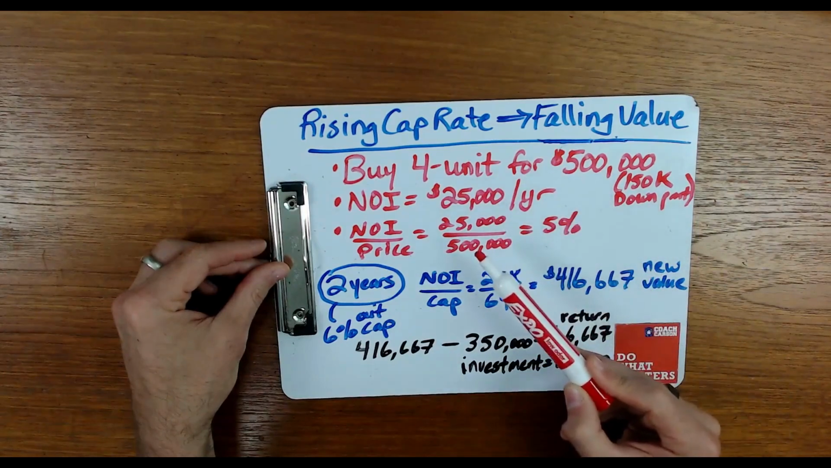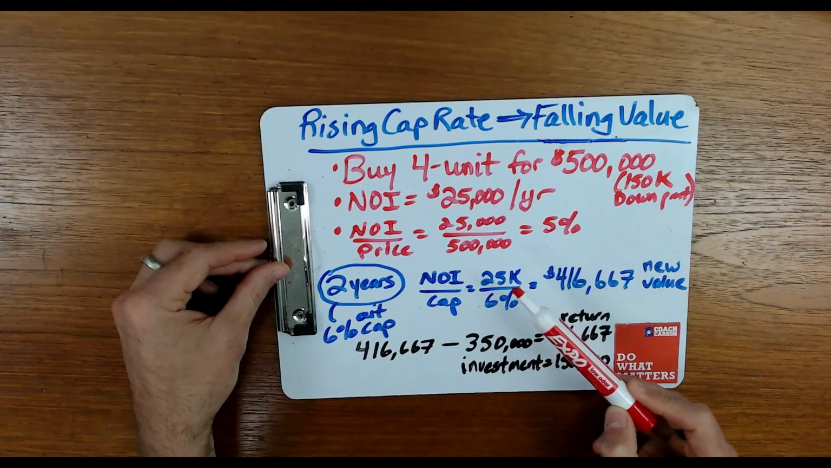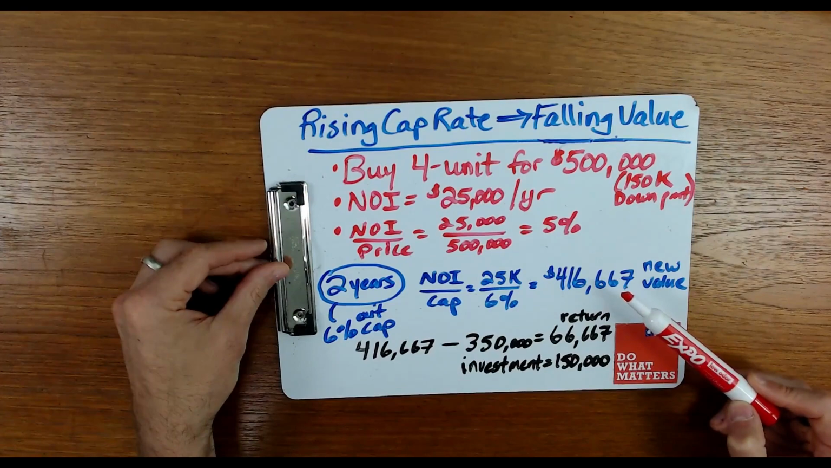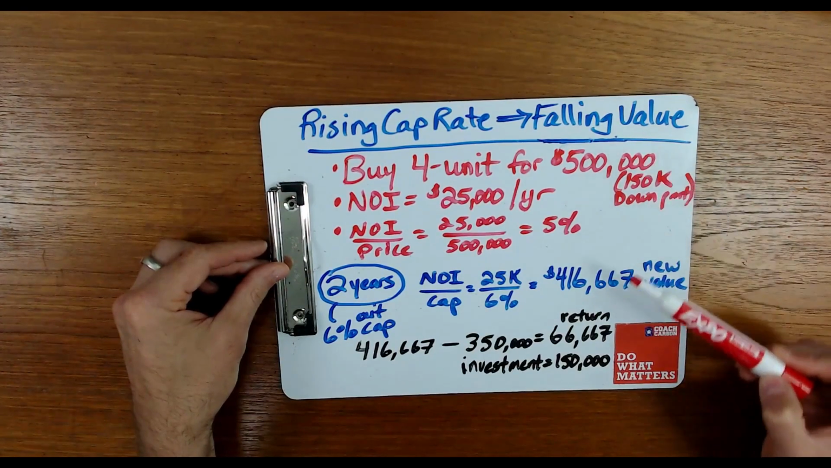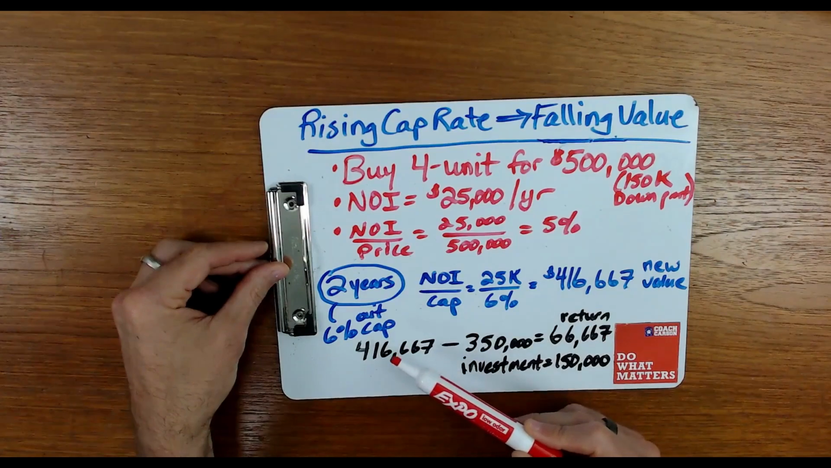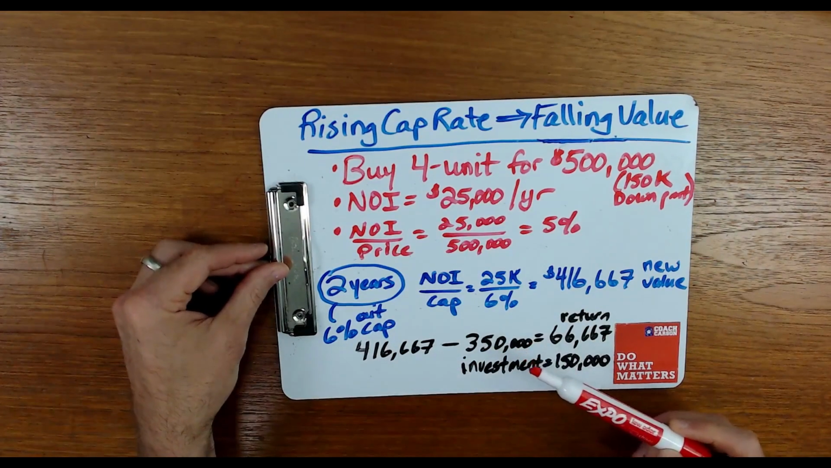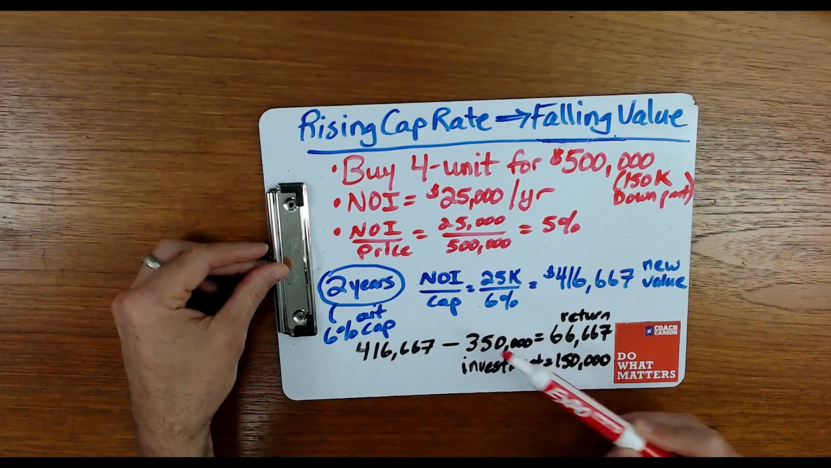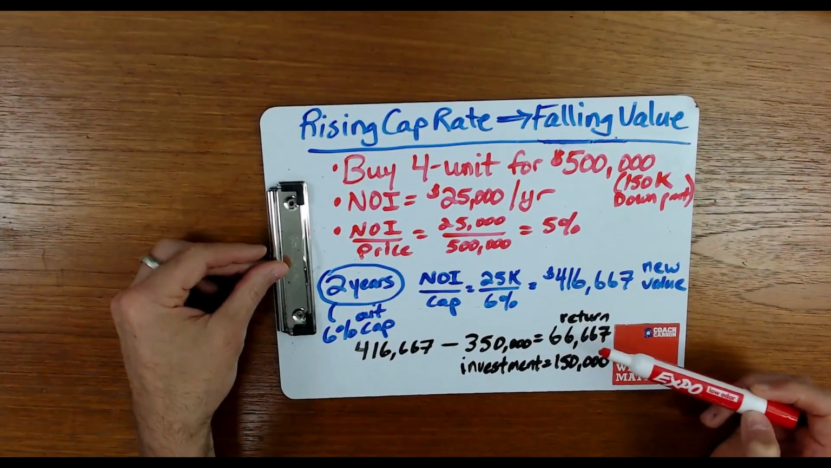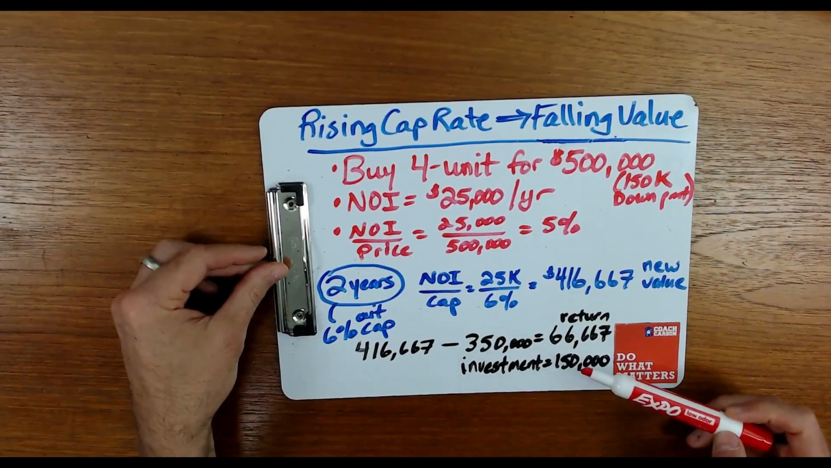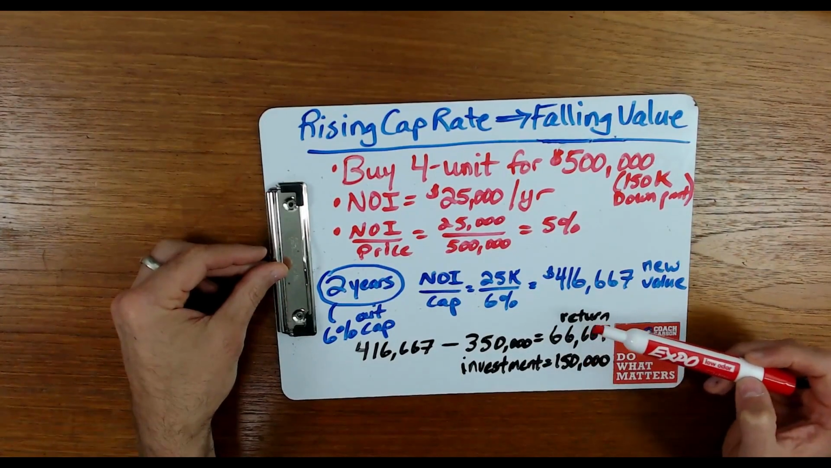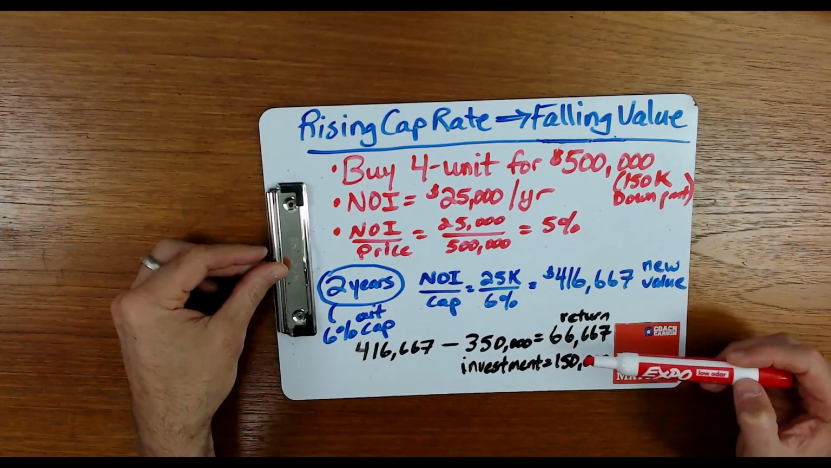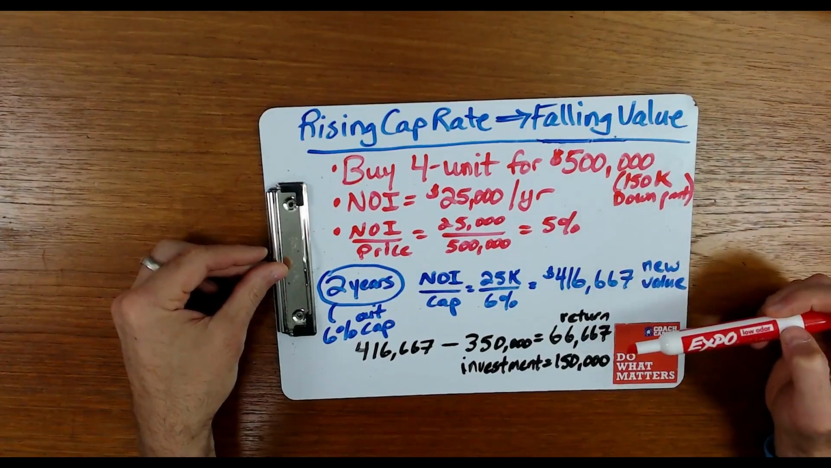So nothing's changed on the overall property. You still get the $25,000 in net operating income, but the cap rate is 6%. So your value now is $416,667. So less than you bought it for. So what does this mean? If you were to sell it at that point, or you've just analyzed what your net proceeds would be, $416,667 minus $350,000 in debt, you paid your debt off, you have a $66,667 return, and your investment was $150,000. So you have less remaining in equity than you had, 50% less than what you started with. And that is how leverage cuts both ways, particularly when you have falling cap rates.